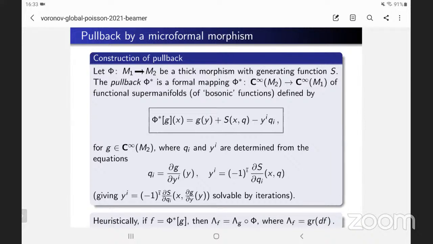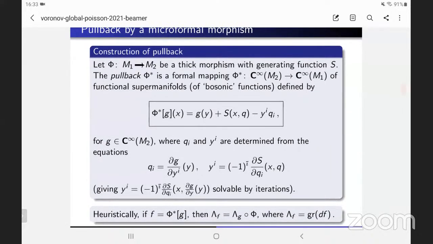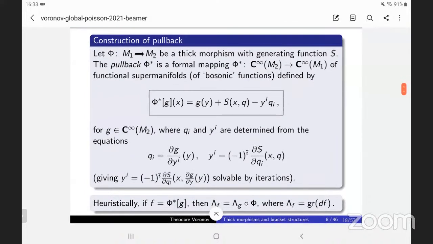This is what's written below: the formula of the composition, lambda f equals lambda g composed with phi. The key thing is that you can calculate. First of all, this coordinate-free formula does not involve constants, it is only in terms of derivatives. But the genuine formula producing the new function from a function is the one written in the box.